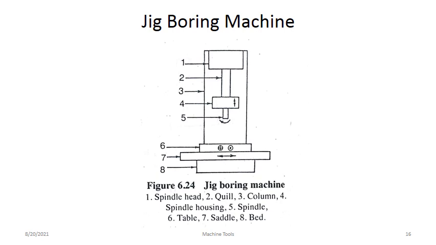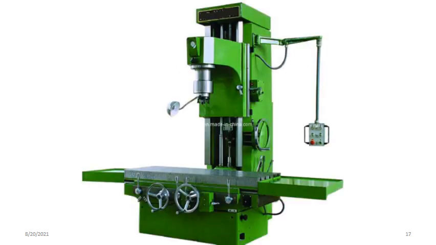Jig boring machine. It is very simple parts. The first one is a spindle head, rail, vertical column, and spindle housing. And this one is a spindle, work table, and saddle. This one movement taking place, to and fro motion, and this one is a bed. So this is a jig boring machine.